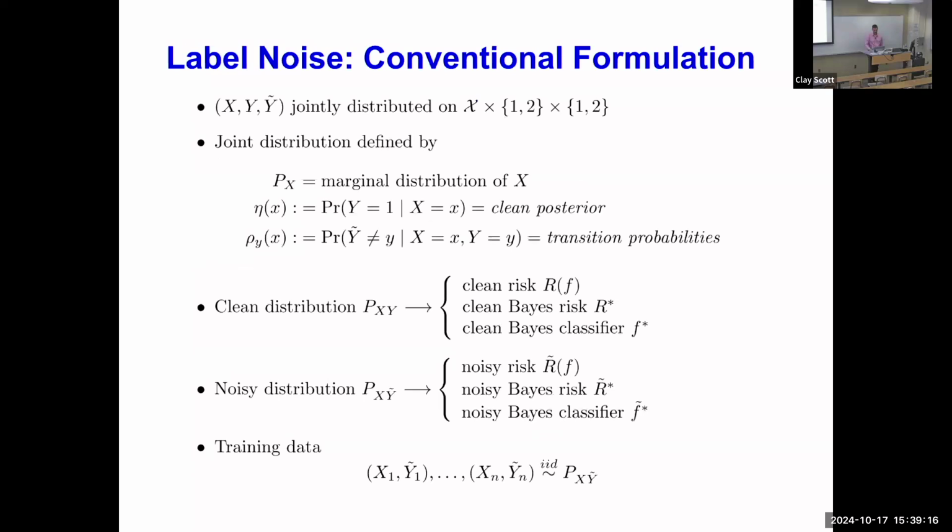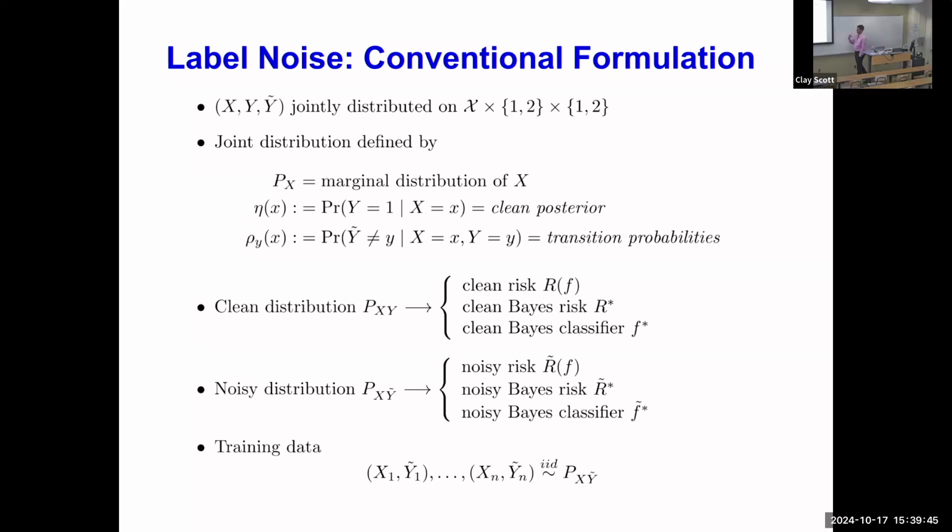In label noise, we do something analogous, but now there's a jointly distributed triple. So X is a feature vector, Y is the true label associated to that feature vector, and Y tilde is the observed label. So Y is not observed. X and Y tilde are observed.